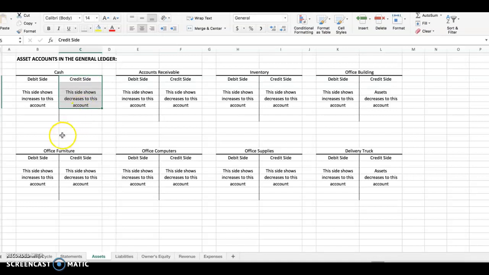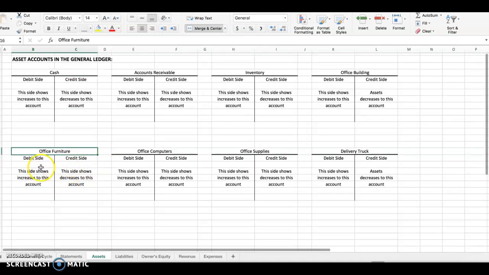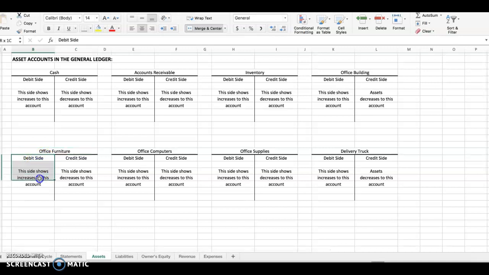So, for example, if I would go to, let's say, the office furniture account in the ledger, there would be a page labeled office furniture. And if there's an amount of $500 on the debit side, that means I got some more office furniture. I must have purchased $500 worth of office furniture. Increases are shown on the debit side.